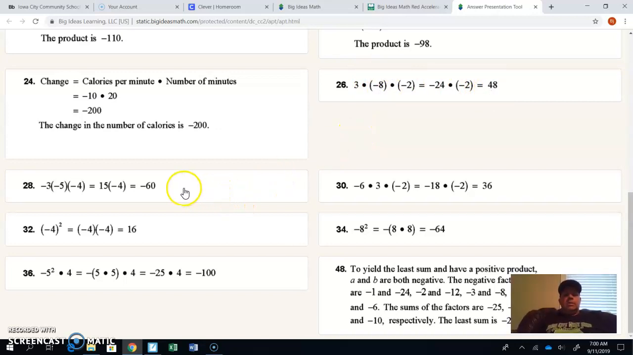Number 28, the answer is negative 60 because I have 15 there because it is 2 negative signs times negative 4, which gives me a positive times a negative, which is a negative. Over here, I see this is negative 6 times negative 6, which is 36. They did it this way, where they got negative 18 times negative 2.